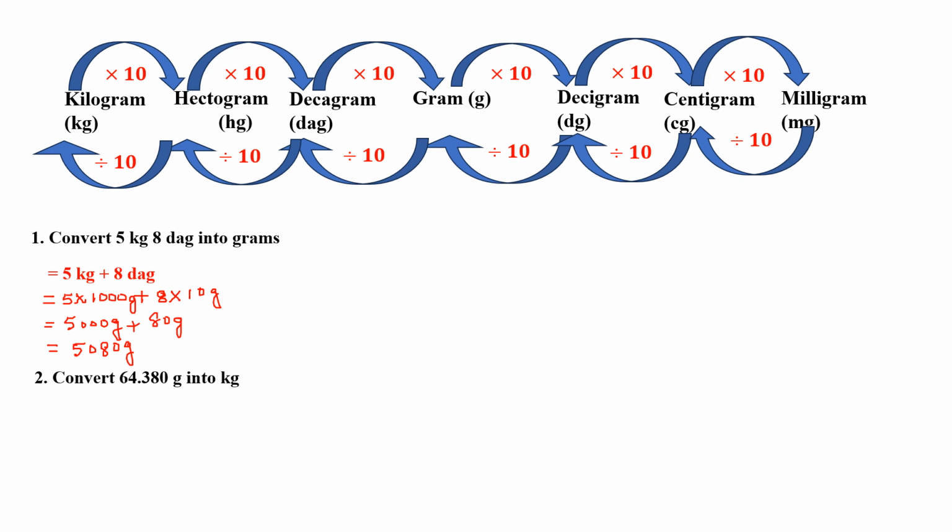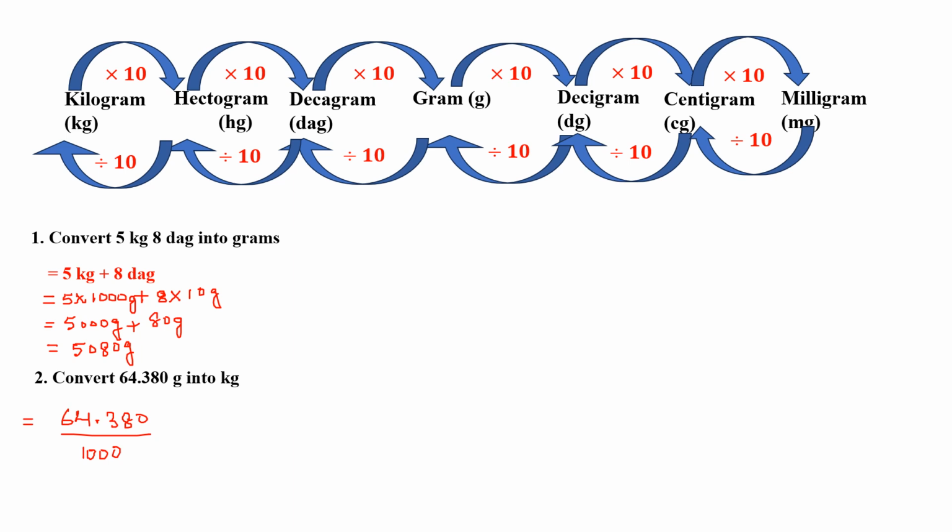Now next question. So if you can see here, you have to convert 64.380 gram into kilogram, isn't it? So where is the gram? You can see in the chart, gram is here. You have to convert gram to kilogram, means you have to convert a smaller unit to bigger unit. It means from gram to kilogram, you have to move 3 times to the left side. So to do that, you have to divide this 64.380 by 1000, isn't it? Then only you can convert gram to kilogram.